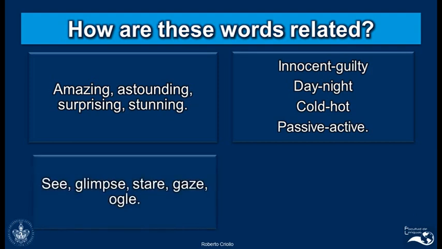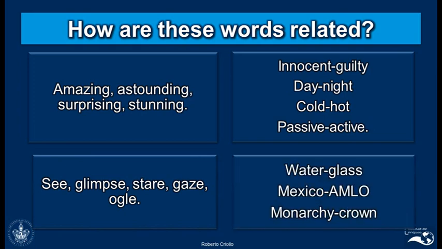If we look at this third group, we will see that see seems to be a general action that includes glimpse and stare and gaze and ogle. And finally, water and glass, Mexico and AMLO, monarchy and crown seem to be related in some way, and in some cases they can use one instead of the other.